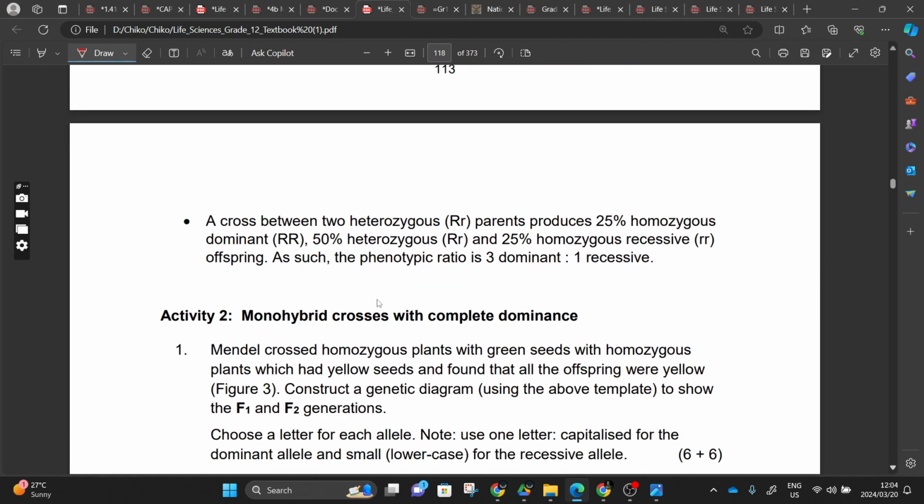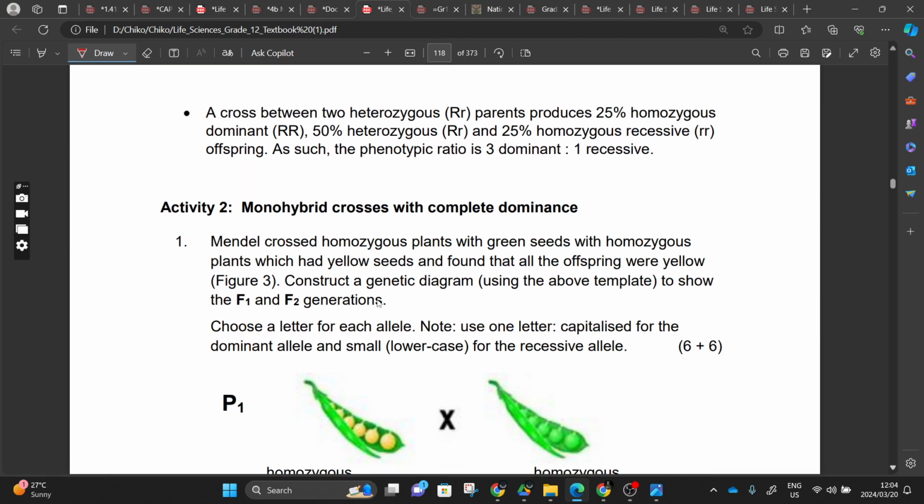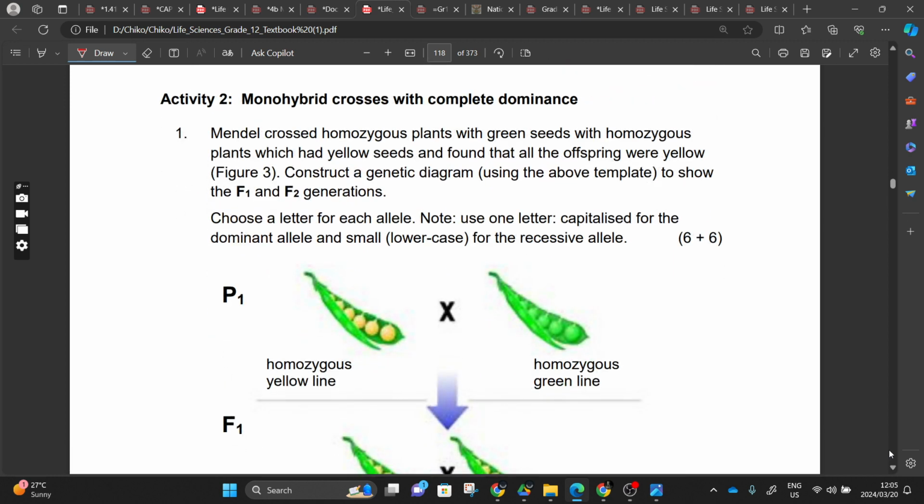We are moving on. And then we can explain all crosses between two heterozygous plants. A cross between two heterozygous plants produces 25% homozygous dominant, 50% heterozygous and 25% homozygous recessive offspring. Then there we have homozygous with complete dominance.